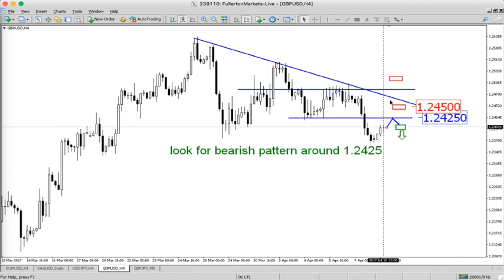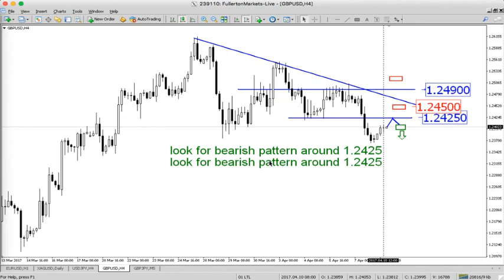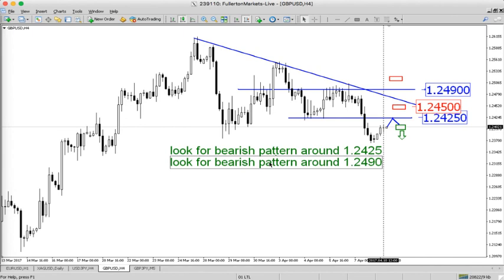Okay, since we are at this chart, then of course, if the price really shoots all the way right up without turning down at 1.2425, then the other suggestion would be a similar pattern, but at a higher level around 1.2490. So there are two possibilities over here. Either one, depending on which pattern forms first.